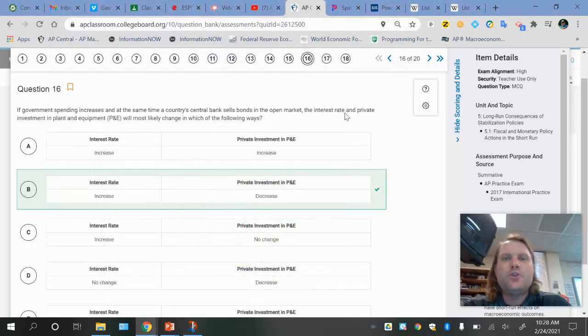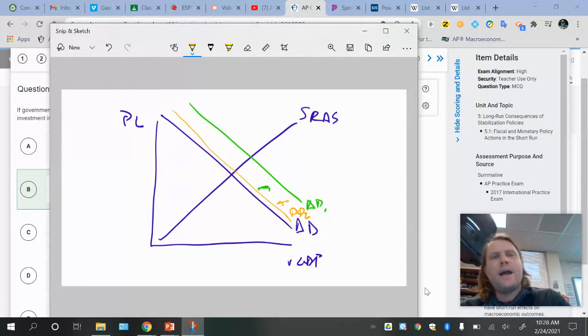The interest rate and private investment in plant and equipment will most likely change in which of the following ways? Okay, so here's what's happening. We actually don't necessarily need this graph. We do need our supply and demand for money graph, right?